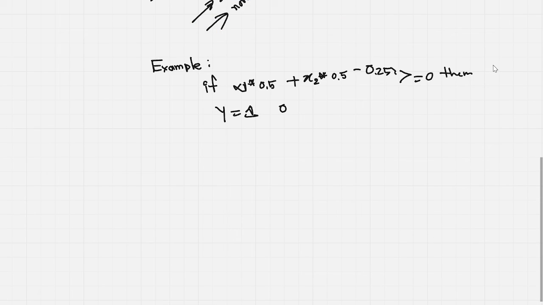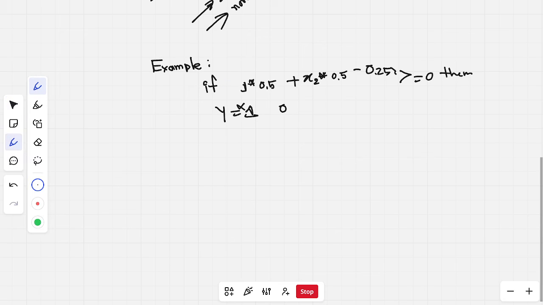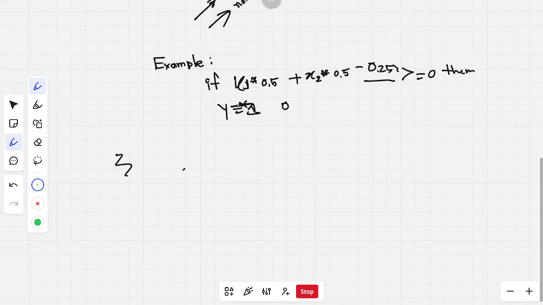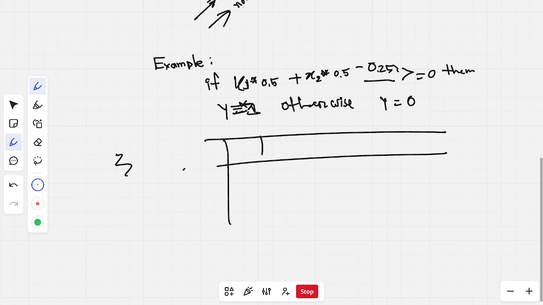So let's take an example to make this understood. If you are given this equation, here's the problem. Suppose you are given x1 times 0.5 plus x2 times 0.5 minus 0.25 is greater than or equal to 0, then y equals 1, otherwise y equals 0.